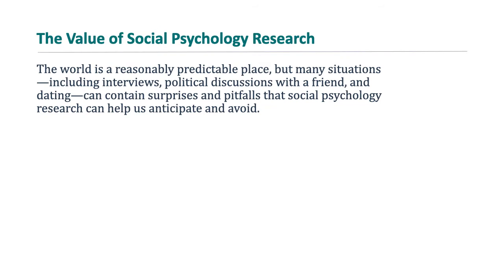So, the first thing we want to do is understand what we're trying to do with social psychology research. In a lot of ways, we think of the world as a predictable place, but there are many situations that we encounter in everyday life where what we think should be happening is not what actually happens. We have surprises, we have pitfalls in our behavior. And social psychology does specific, carefully constructed research to try to understand what these situations could be, so that we can better understand some of the foibles of human behavior.